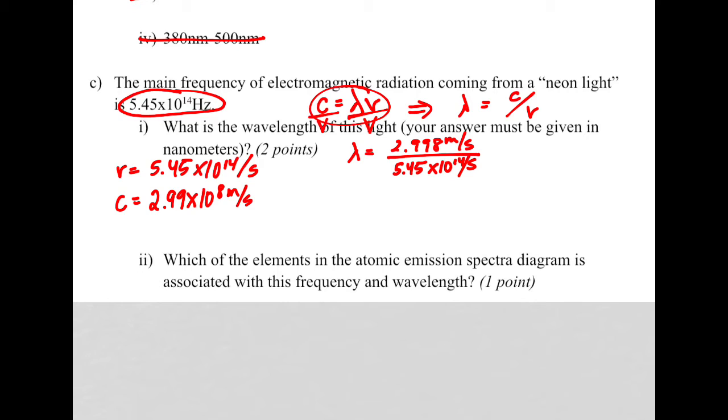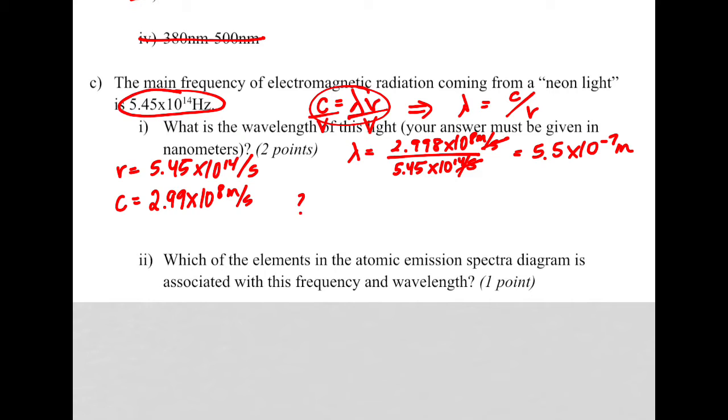All right, when I plug that into the calculator, I wonder if you saw that I forgot to write times 10 to the 8th there. Times 10 to the 8th meters per second. Okay, when I plug that in, I get 5.5 times 10 to the negative 7 meters, because my seconds and my seconds cancel. All right, but I'm asked to report this in nanometers.